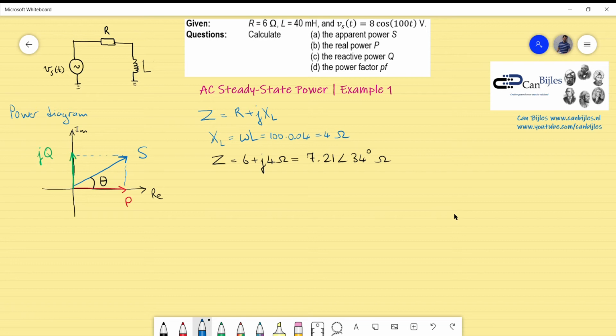So V RMS will be the Vs amplitude, the peak value, divided by the square root of 2. So it will be 8 divided by the square root of 2, and that will bring us to 5.66 volts. Now, if I write this down also in phasor notation, because the phase orientation is 0 degrees here, I can add that information also. It will be 5.66 phase 0 degrees in volts. So this is actually an important parameter, which will be used for calculation of the other unknowns.